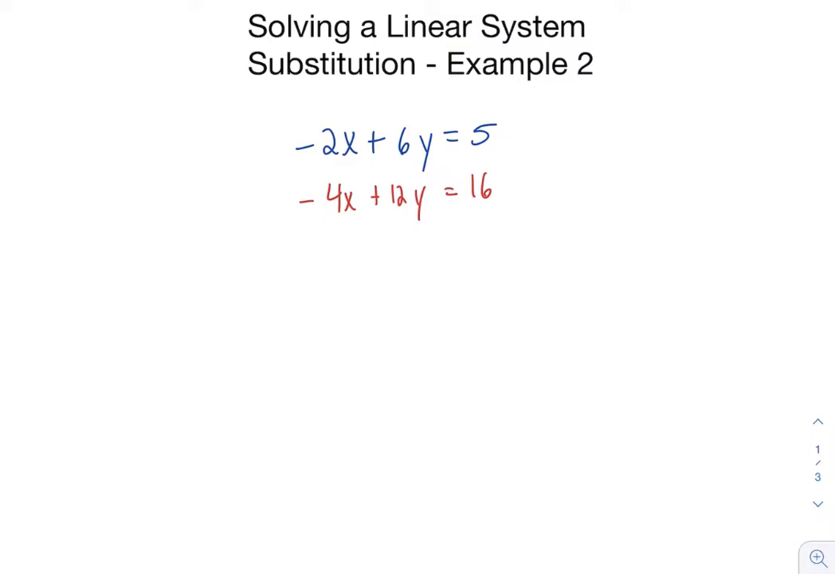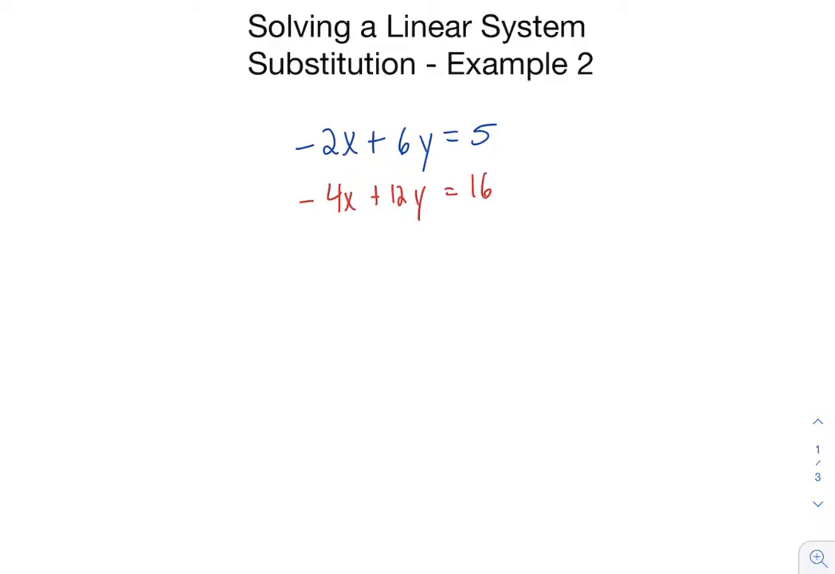Hello, everyone, and welcome back as we continue our adventure through systems of equations. In video 4 here, we're going to be looking at solving a linear system with substitution. It's going to be the second example where we use substitution.